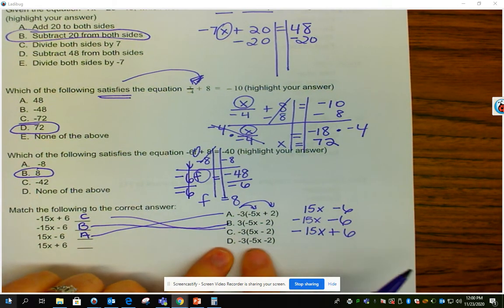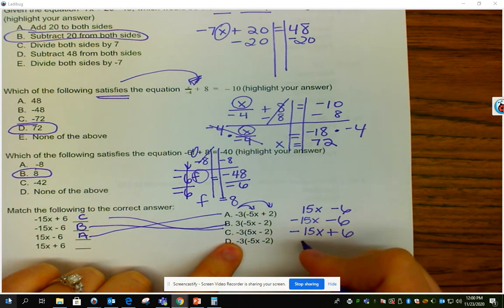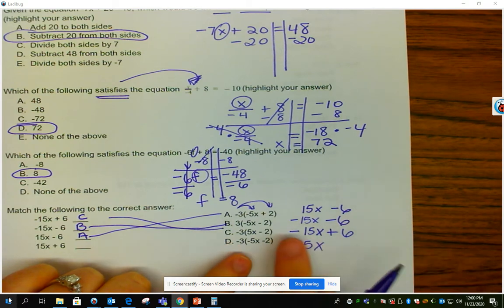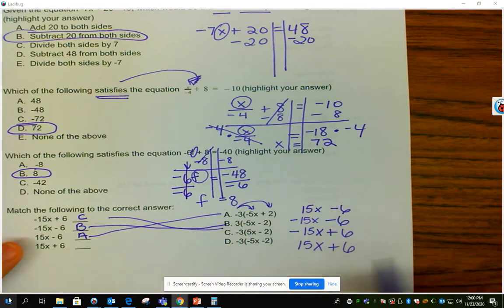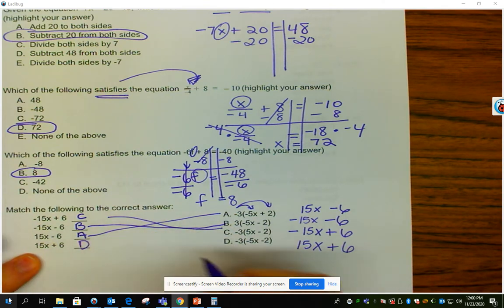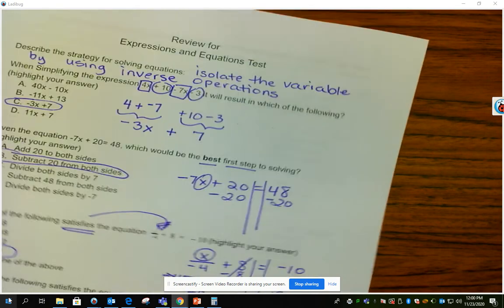And then here, just to make sure we did it right, do it through. Negative times negative makes a positive 15x, and negative times negative makes a positive 6. So both positive would be here, D. Okay, so let's go ahead and look at the second page.